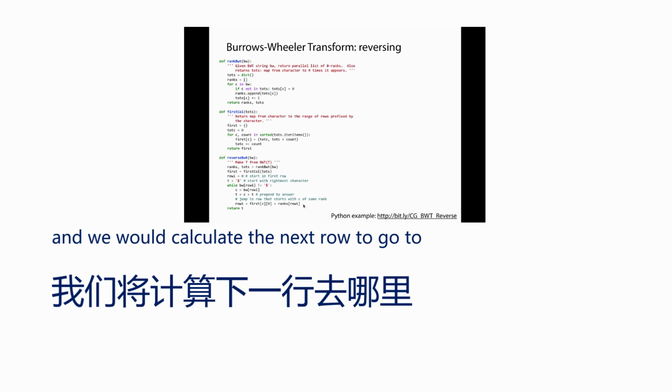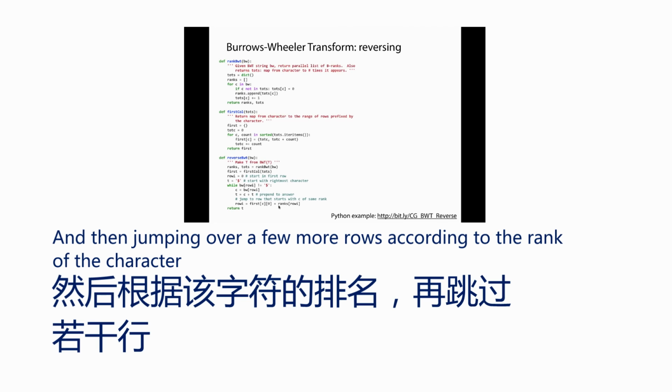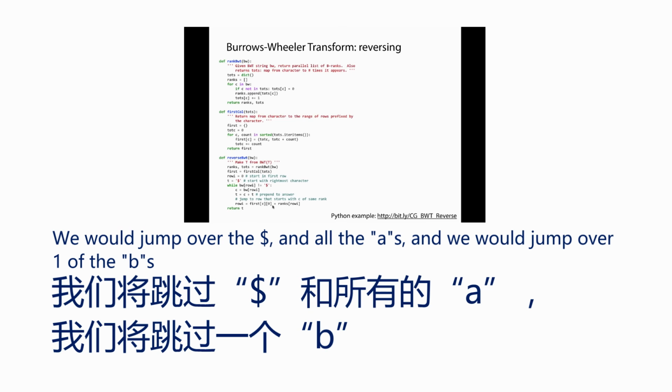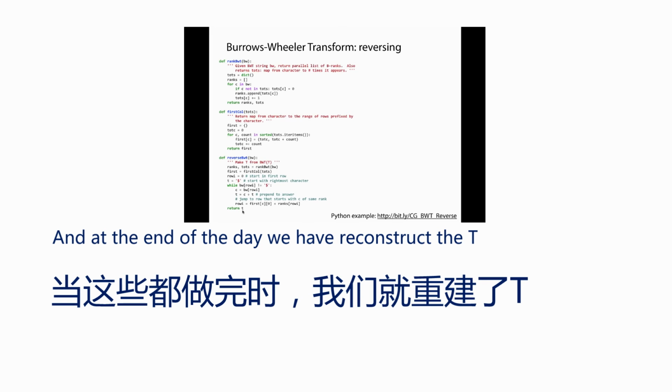And then we're going to calculate the next row to go to, basically by jumping over all of the rows that begin with lexicographically prior characters, and then jumping over a few more rows according to the rank of the character. So if we have the B of rank 1, we're going to jump over the $ and all the A's, and then we're going to jump over one of the B's. And we're going to iterate this again until we see that $ in the last column. And at the end of the day, we'll have reconstructed T.